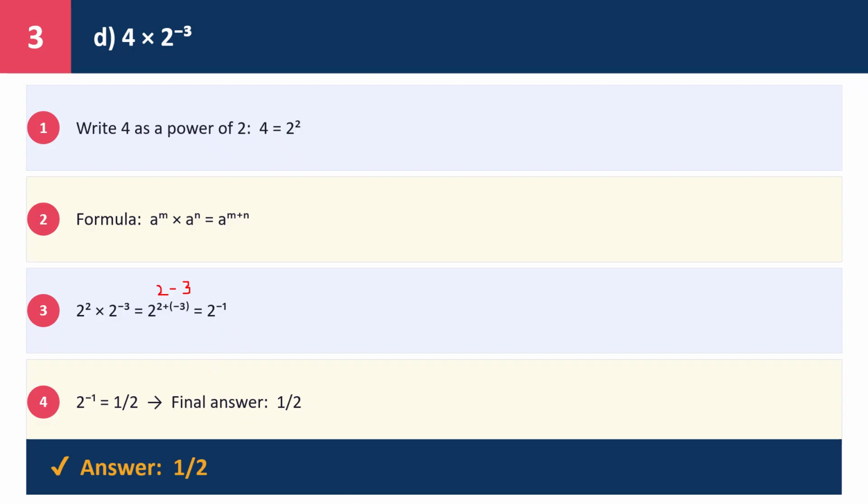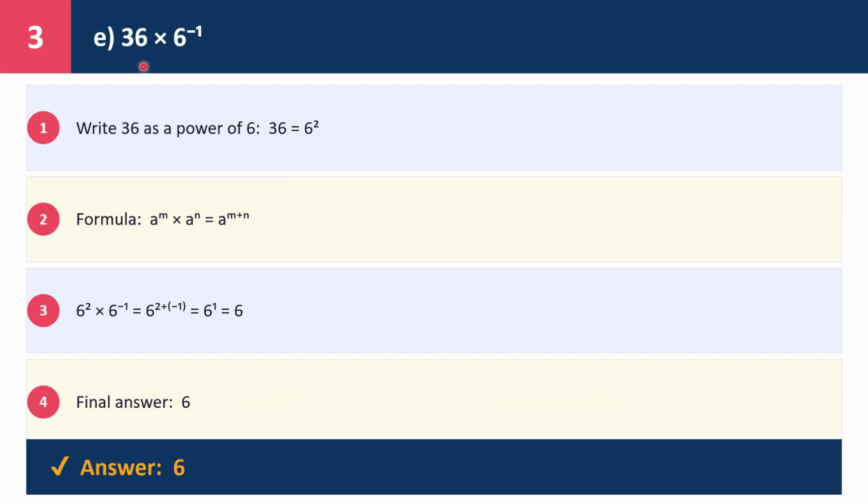So now we are using the other formula. If you have a power minus n, how can we write it as a positive index? We have to write it as a reciprocal, right? 1 by a power n. So that formula I'm using. Whenever we have negative indices, what we have to do? We have to make it positive. So 2 power minus 1 is nothing but what? 1 by 2 power 1. 2 power 1 is just 2. So 1 by 2. Our final answer is 1 by 2.